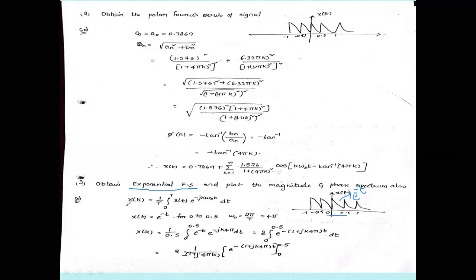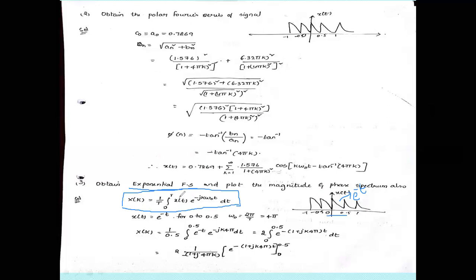What is the formula for the exponential Fourier series? According to the analysis equation, x of k is equal to 1 by T, the integral 0 to T, x of t, e power minus j k omega naught t dt, my dear students. Okay, this is an analysis equation. In the exponential Fourier series there are two equations: one is the analysis equation, another is the synthesis equation. The analysis equation gives the coefficient x of k.